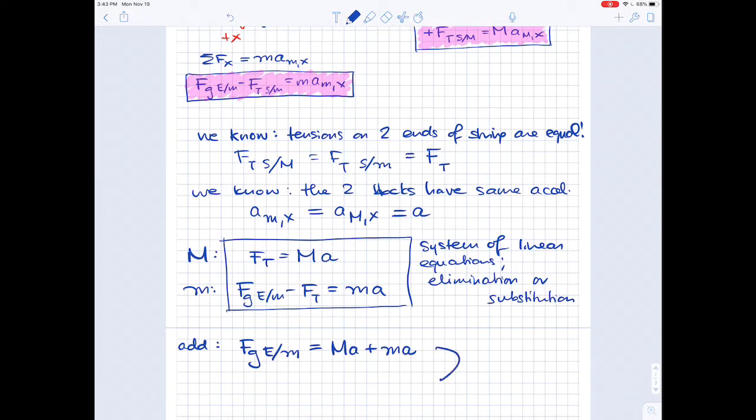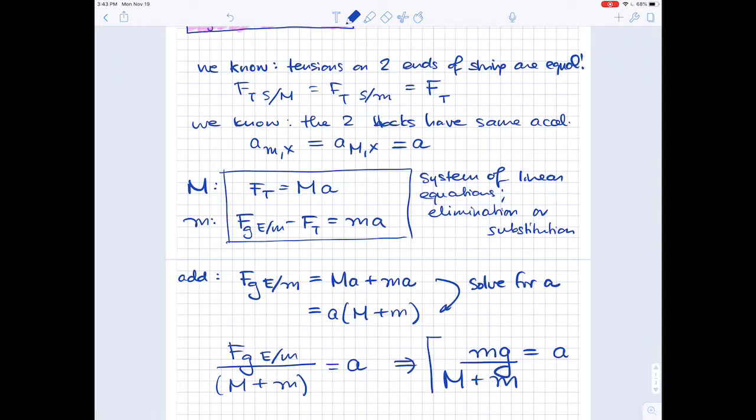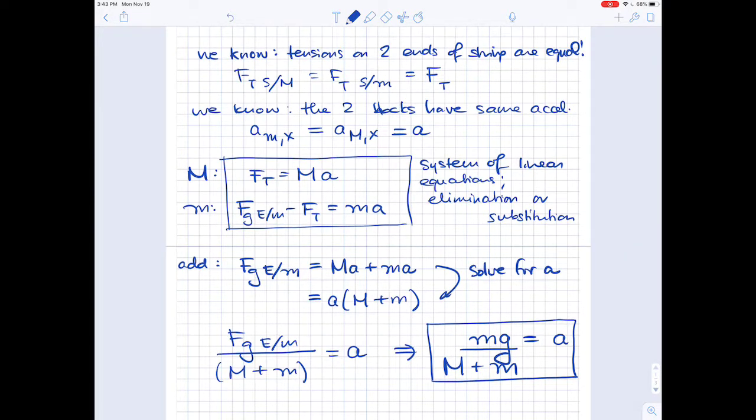I now finally solve for the acceleration. So I'm going to factor out the acceleration on the right-hand side, and then I'm going to divide both sides by that. So I end up with the gravitational force divided by the total mass equals the acceleration of the system. Okay, and then just one last thing. We know that the gravitational force from the Earth on the little mass is equal to the little mass times the gravitational force constant, and then this is all divided by these. Okay, so that's another way of deriving the half Atwood acceleration.